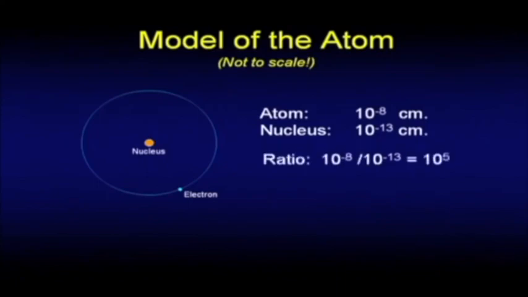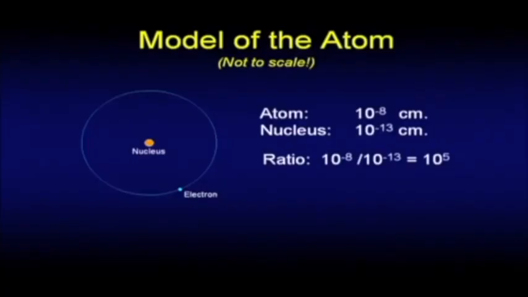The important part isn't the absolute numbers, they're obviously very small. The important thing is the ratio between them. In other words, whatever the nucleus is, the electron is 100,000 times that size in radius. You follow me so far? That's linear, 10 to the 5th. 10 to the 5th, that's 100,000.